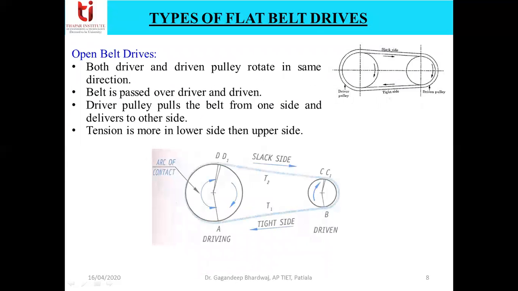There are two types of belt drives. First one is the open belt drive. Open belt drive is a belt drive in which the belt proceeds from the top of one pulley to the top of another without crossing. In open belt drive, this one is your driving pulley and this one is driven. Both are rotating in the same direction. This is all about the open belt drive. This side is your tight side, and this one is your slack side. Tension is more on the lower side than on the upper side.